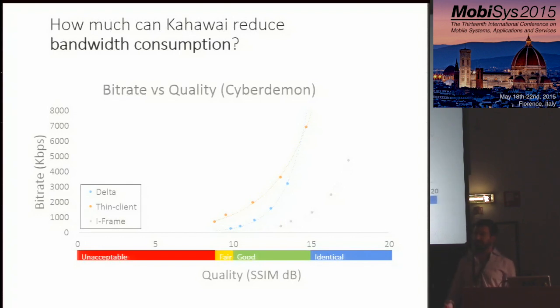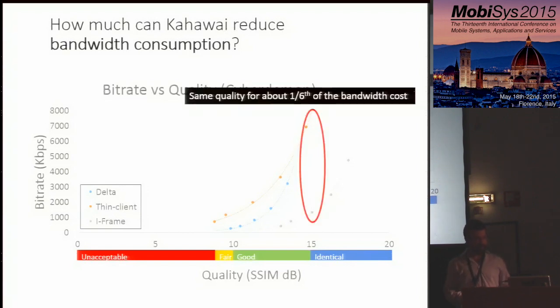First, we have a graph showing bitrate against quality for one of our Doom 3 scenes in Kahawai. Here we are comparing in orange, thin client, and in gray, iframe. I want you to look at this point in particular because it's a very nice result. Thin client will take about 7 megabits per second to render a slightly lower quality image than what Kahawai iframe can render for 1.2. So this is roughly 1/6 of the bandwidth for the same quality, which is pretty good.